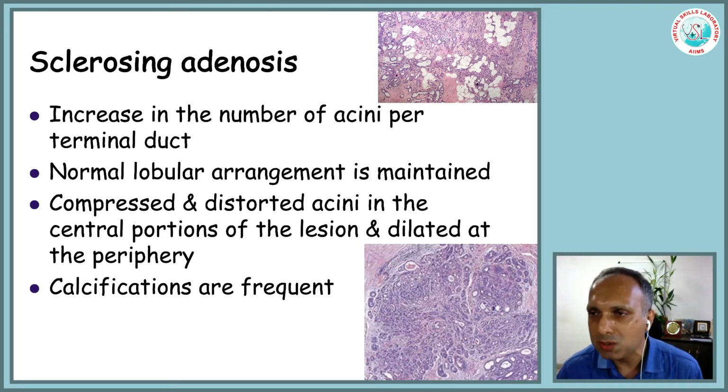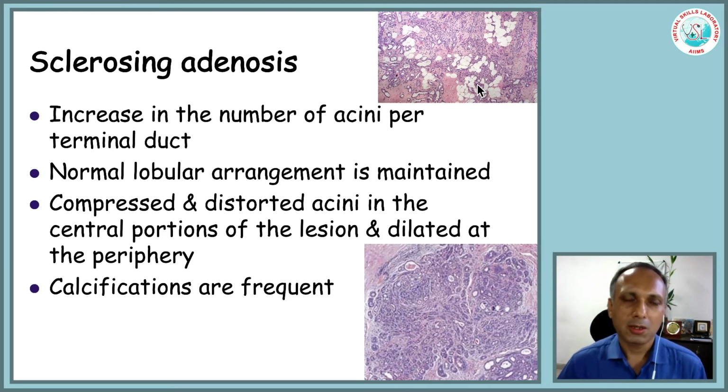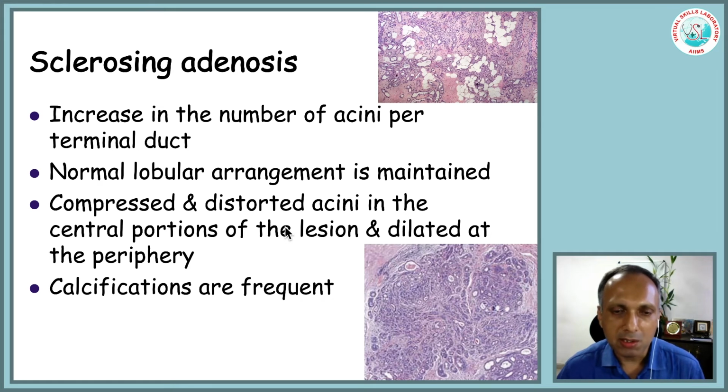No longer do you see dilated lumina, but you see compressed ducts leading to distortion, and these ducts may be dilated at the periphery but compressed at the center. Calcification is also frequently present in these lesions. These are sometimes detected on mammography, and they may sometimes be palpable or mimic an atypical lesion or a carcinoma.